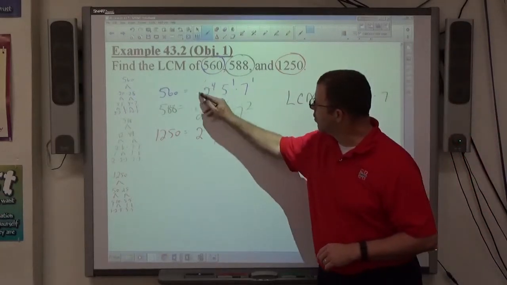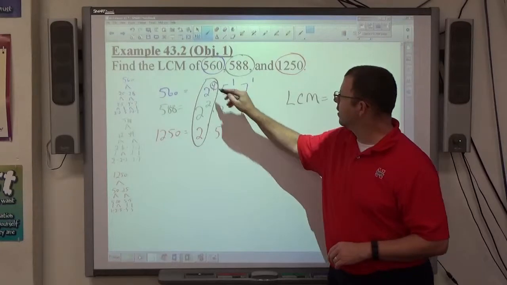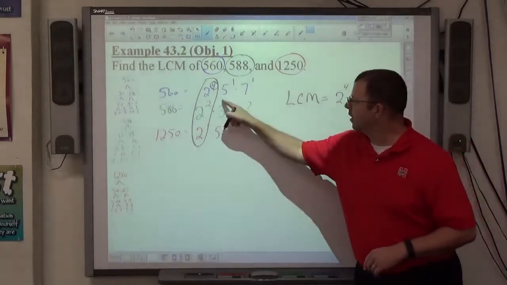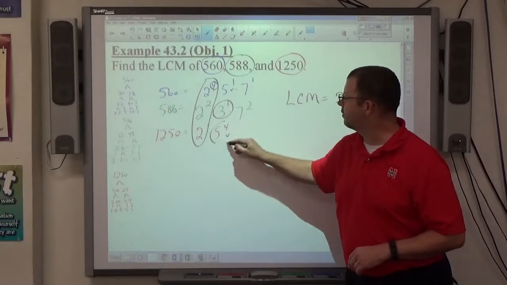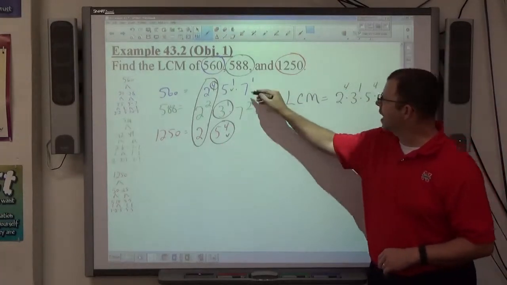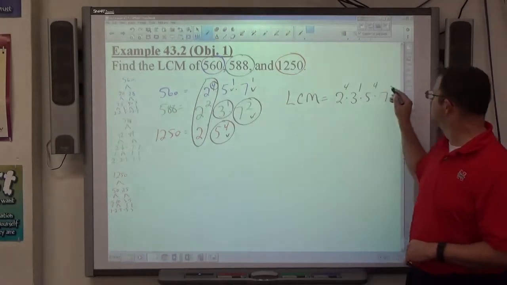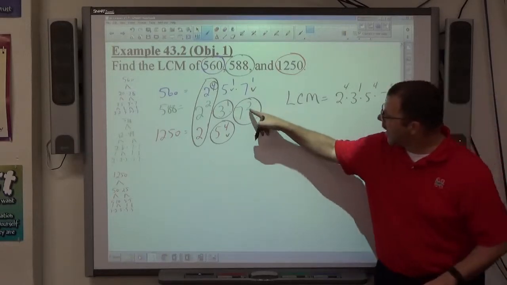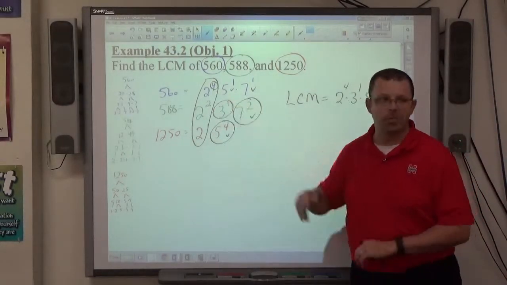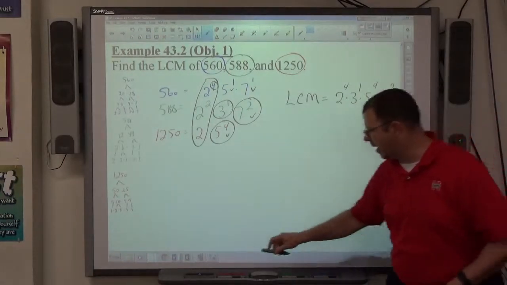So for the 2's, 4 is the biggest, so I'm going to put a 4. For 3, there's only this one. For 5, we got 1st and 4th. We're going to take the 4th. For 7, we have 1 and 2. We're going to take the 2. Okay. Again, that's all that matters to us. Once we get everything factored, once we have everything in prime form, the highest power, highest power, highest power, highest power. Those are the ones that count. The rest of them don't matter as much.